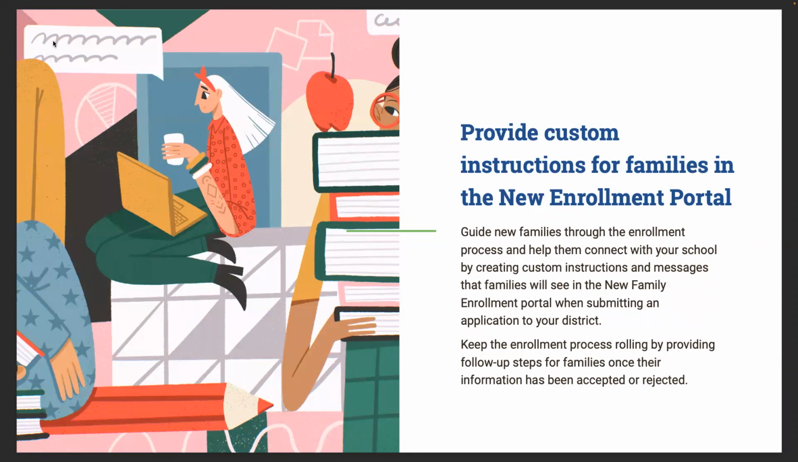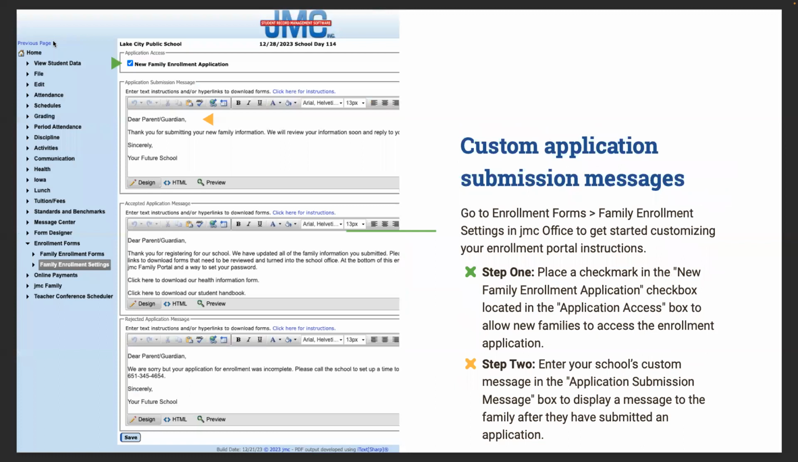Guide new families through the enrollment process and help them connect with your school by creating custom instructions and messages that families will see in the new family enrollment portal when submitting an application to your district. Keep the enrollment process rolling by providing follow-up steps for families once their information has been accepted or rejected. So to create custom application submission messages, go to the enrollment forms, family enrollment settings in JMC Office, to get started customizing your enrollment portal instructions.